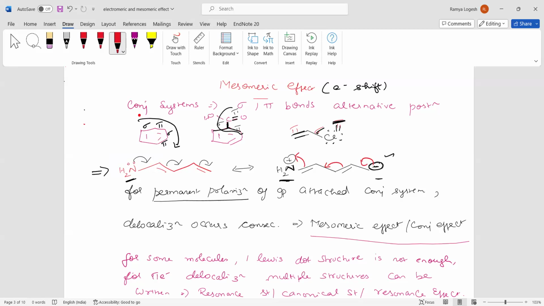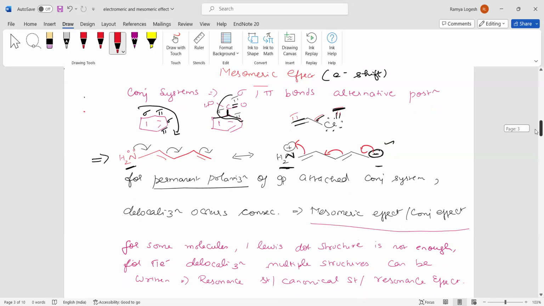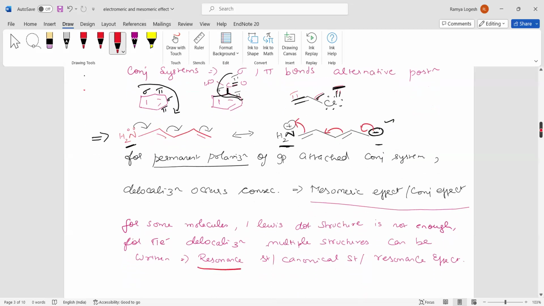But there are certain molecules. For certain molecules, just one Lewis dot structure is not enough. You need to keep drawing so many structures. If I need multiple structures to address one single molecule, just like benzene, Kekule actually drew many forms of benzene, the resonance hybrids of benzene. So if you have multiple structures that have to be written in order to make you understand, then that is called resonance. Those structures will be called canonical structures, and that effect will be called the resonance effect.